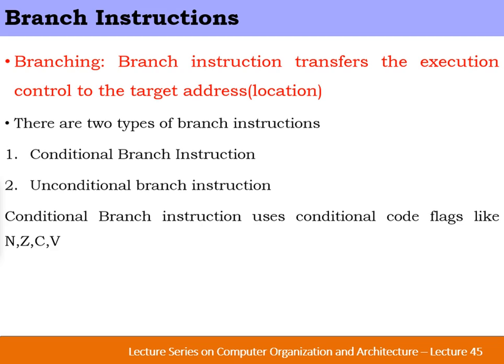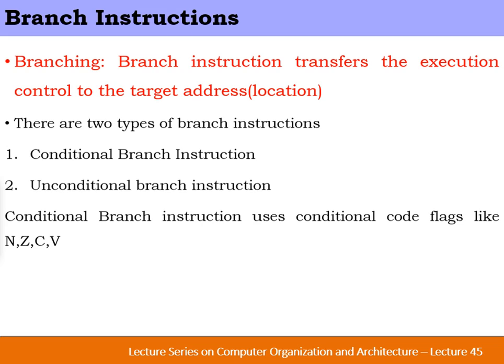There are two types of branch instruction. One is called a conditional branch instruction and the other is an unconditional branch instruction. If in a program we come across a conditional branch instruction, then the conditional branch instruction checks for a particular condition.